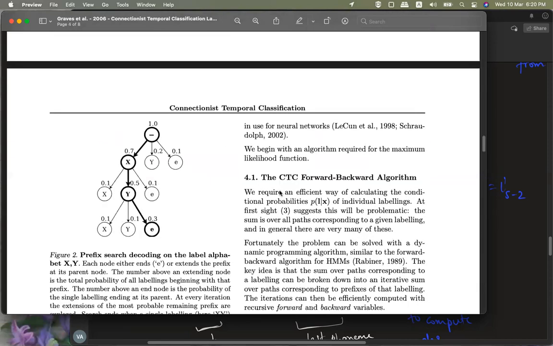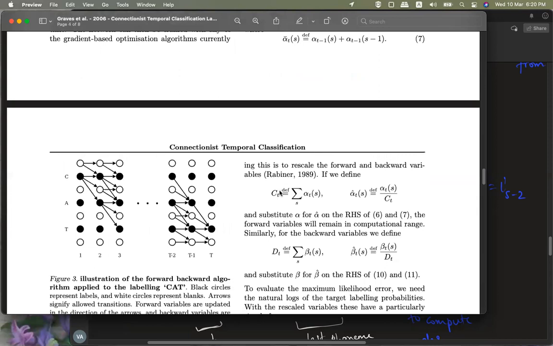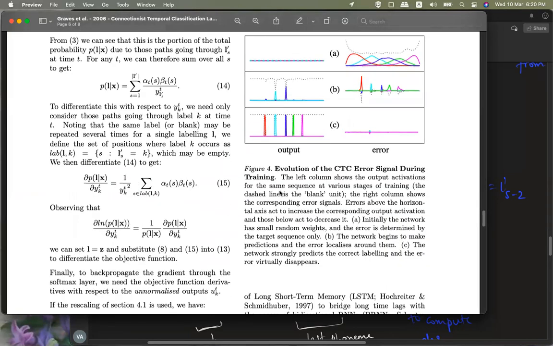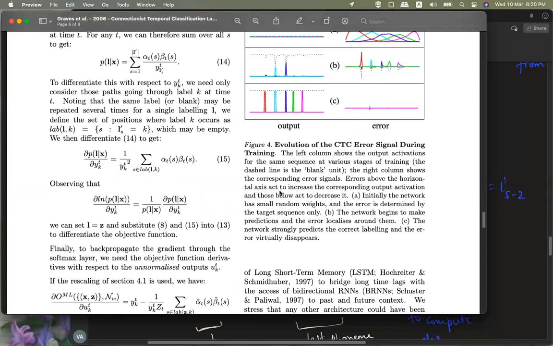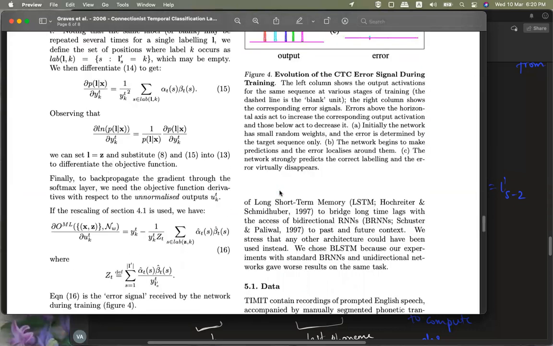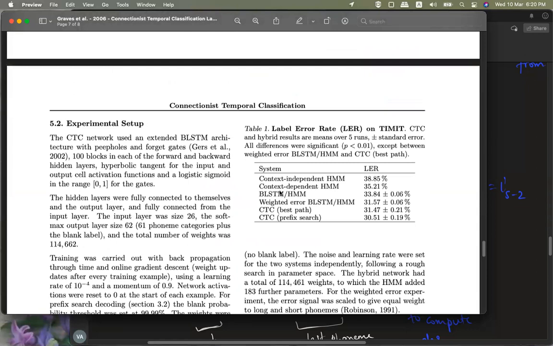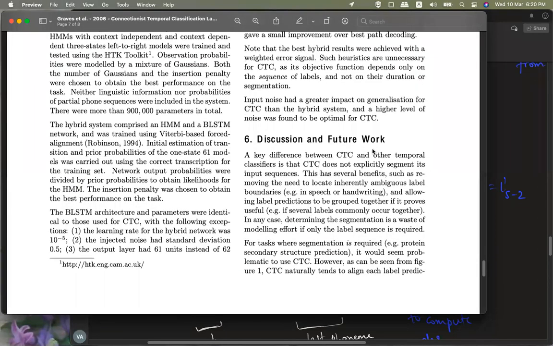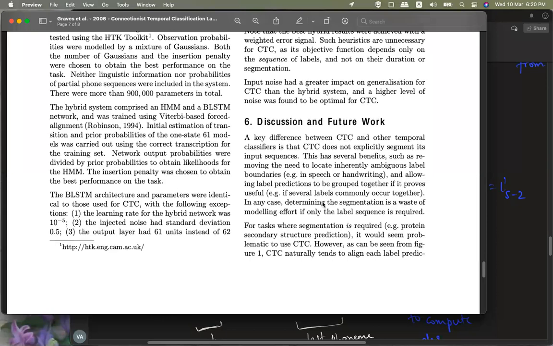But with CTC training, you cannot get that, because it's just one spike occurring after many blanks, and you do not know where this phoneme is starting and where it is ending, because there is only one spike. You cannot make it out from there. So we cannot do that. So that's what it says: we cannot explicitly segment its input sequences.